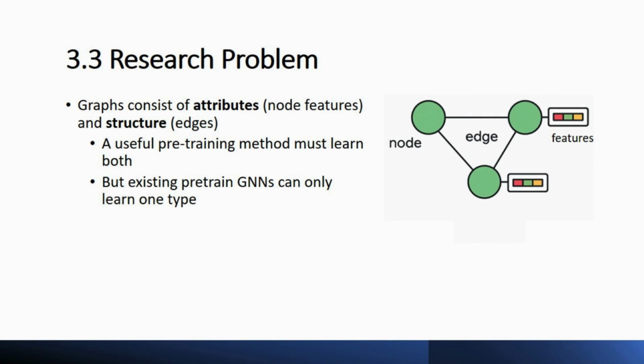The core research problem is that graphs contain both node attributes and structural connections. A useful pre-training method should learn both simultaneously. However, most existing approaches capture only one, either attributes or structure. This limitation motivates the need for a framework that can jointly model both modalities during pre-training.